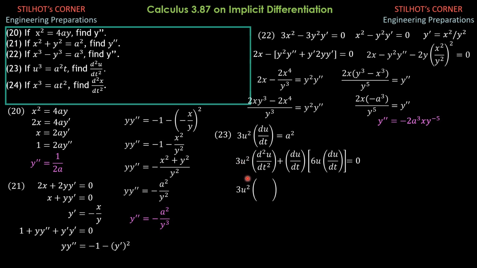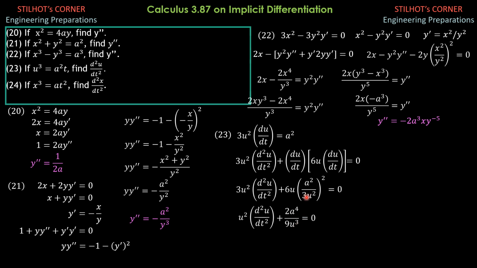So this is 3u squared times the second derivative of u with respect to t, plus 6u times (du/dt) squared, where du/dt is a squared over 3u squared. So 6u times the quantity a squared over 3u squared, quantity squared, equals 0. We cancel 3. So u squared times the second derivative of u with respect to t plus 2u.